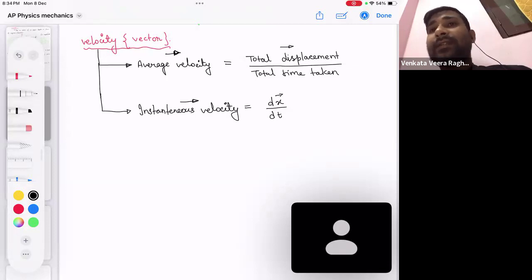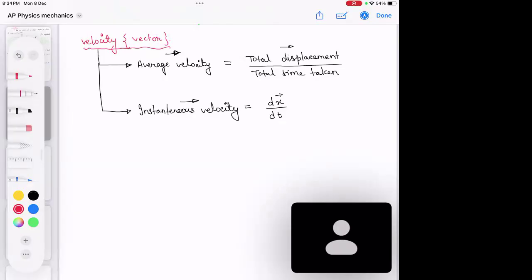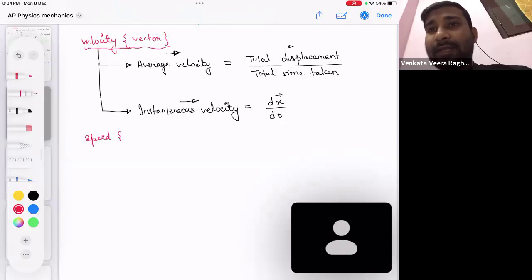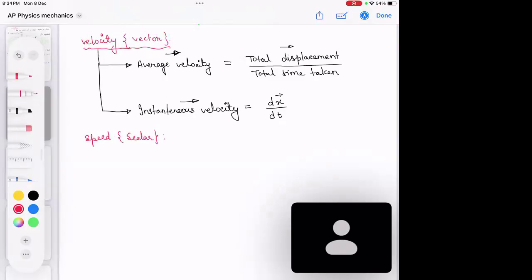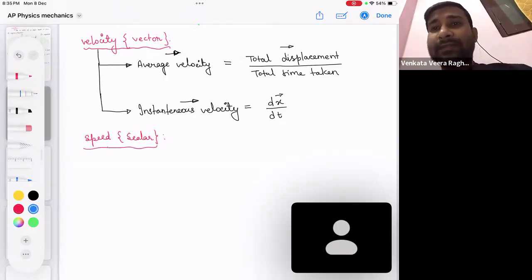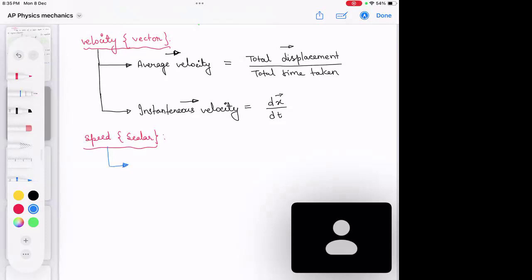Is that clear? So in a vector, positive and negative tell us the direction, and the value gives us the magnitude. Now we have the speed. What kind of quantity is the speed? Scalar quantity. How many ways can we define the speed? Average and instantaneous speed.